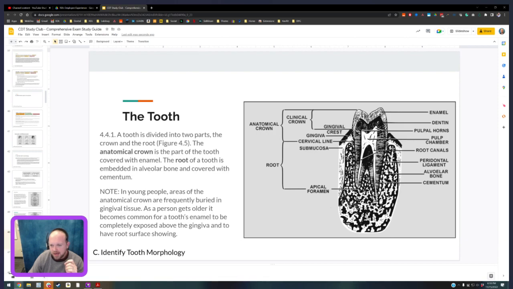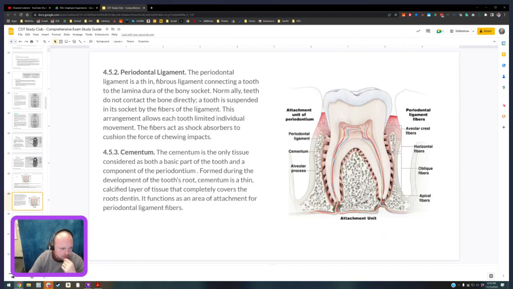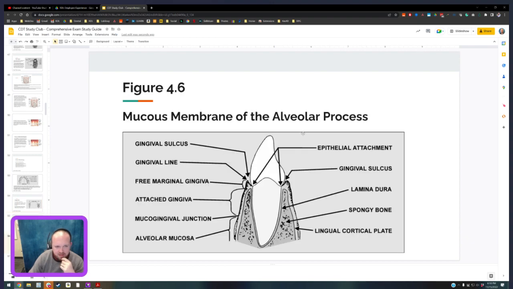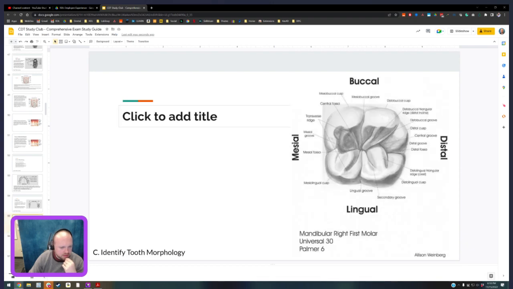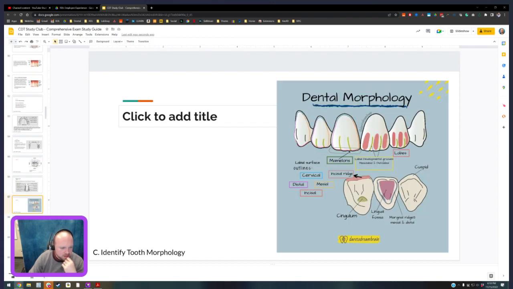We've got some tooth anatomy that we had to learn, and we also learned about breaking the tooth up into thirds. We learned about the long axis of the tooth, the mucosal membrane. You can see here. All right, so this is what we identify tooth morphology, and then this slide doesn't have that. So we're in C, identify tooth morphology. This was a slide we found online.